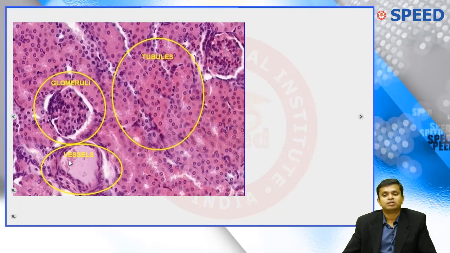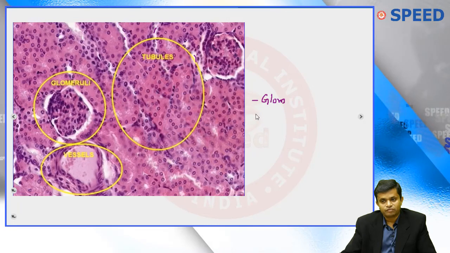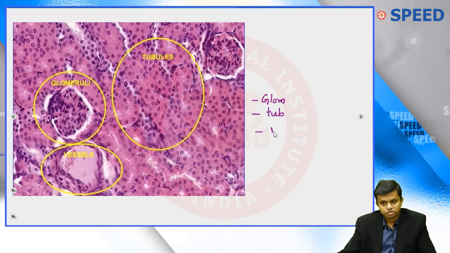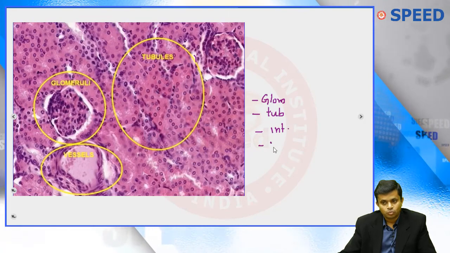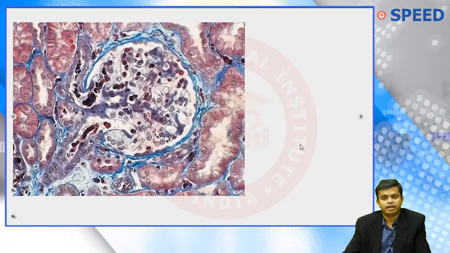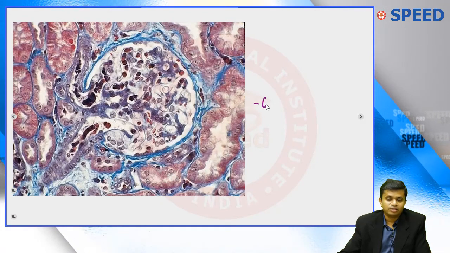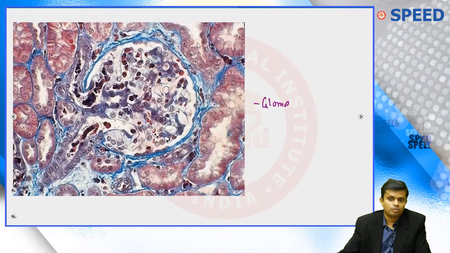So, I think I have identified the glomerulus, the tubules, the interstitium, and the vessels. I think we are on the right track. We now know the 4 areas. Now, we will identify the glomeruli. What is the thing I wanted to identify? We know it's a glomerulus, the rounded one.